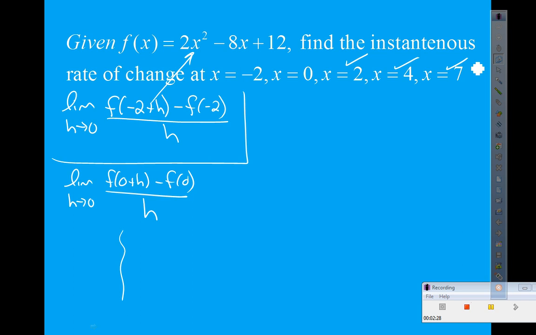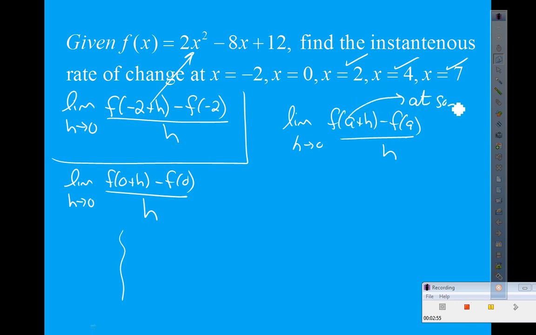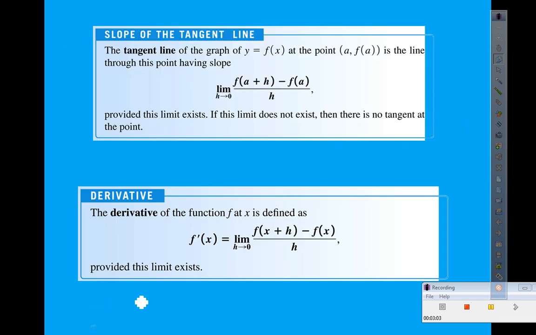So here's what I'm going to do with you today. I'm going to show you a way so that we come up with a formula. This formula right here, the limit as h approaches 0 of f of a plus h minus f of a all over h, tells us the instantaneous rate of change at some point. What I want to do is come up with the formula today that'll find it at any point that you would want. So here's what it's going to look like.